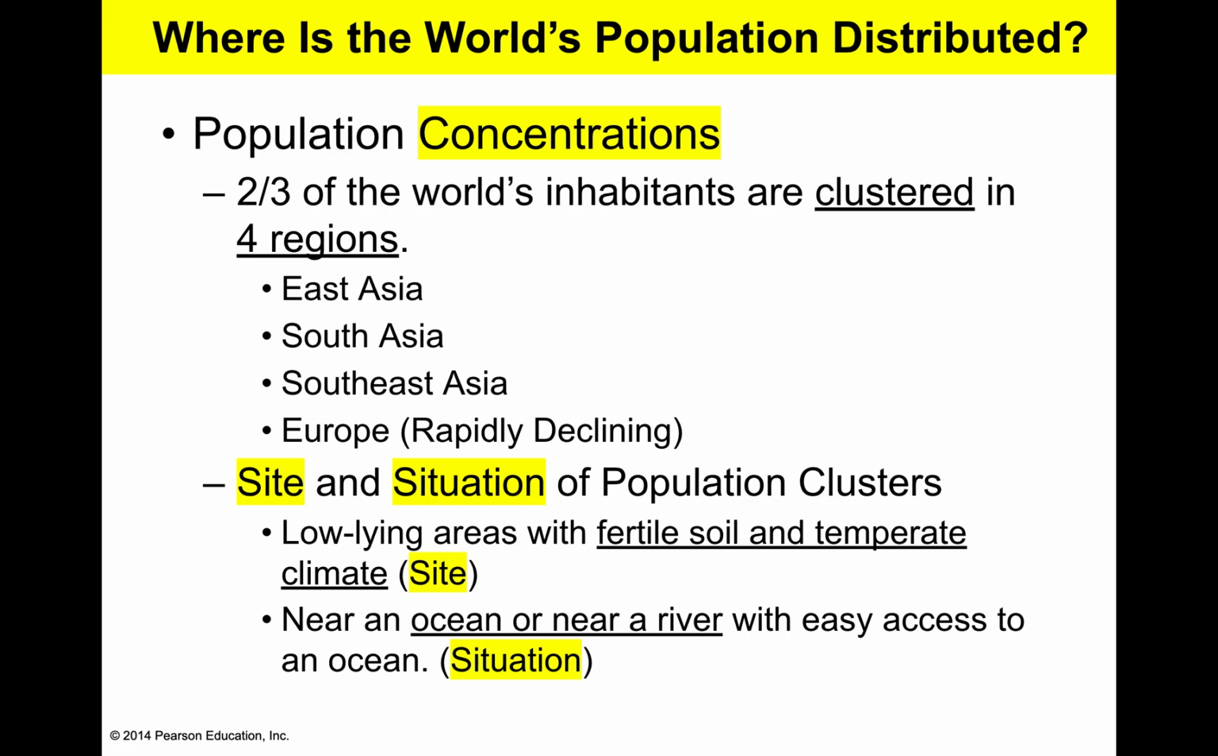Europe is the 4th largest cluster, but the fastest declining. When we talk about Europe, 3/4 of the inhabitants live in urban areas, and very few are in rural areas where they are taking on occupations as farmers. The other clusters in the world: the 5th largest cluster would be the northeastern portion of the United States and the southeastern portion of Canada. And Africa is also a rapidly growing region that will be a cluster by 2050.